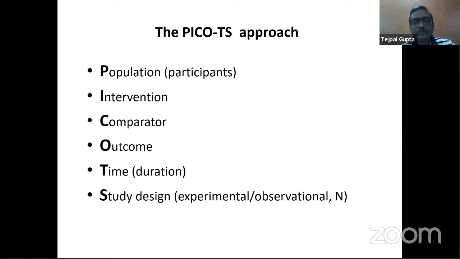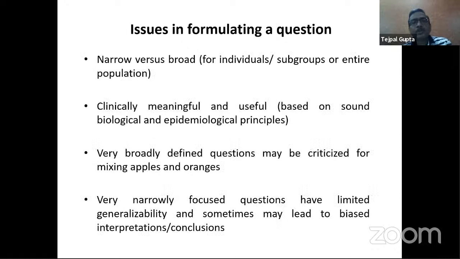or duration of the study, and S is the study design, whether it was an experimental or an observational or a randomized controlled trial. So this is the framework on which a systematic review and meta-analysis is generally conducted.